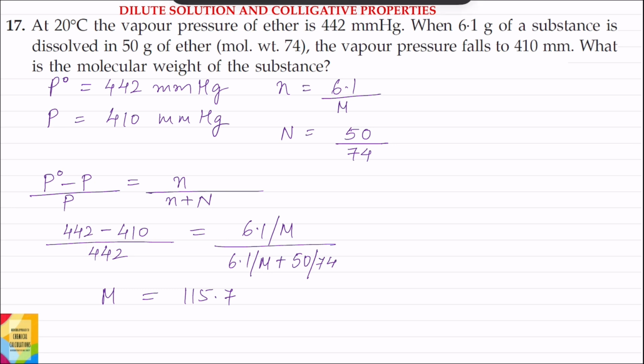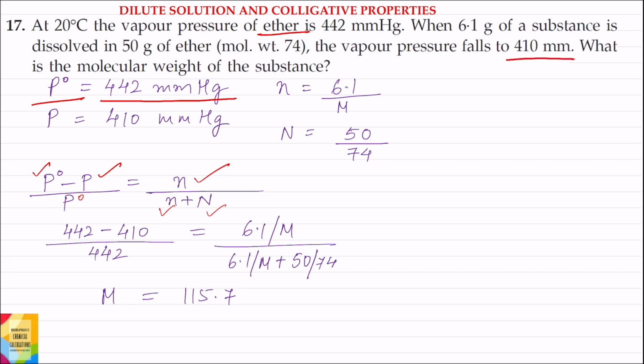The formula used in this question will be (P naught minus P) divided by P naught is equal to mole fraction of solute. Now mole fraction of solute is moles of solute divided by total number of moles, that is moles of solute plus moles of solvent. Now P naught is given in the question, that is vapor pressure of the pure solvent. Here the solvent is ether. The vapor pressure of pure solvent is 442 millimeter of mercury and the vapor pressure falls to 410 millimeter when the solute is dissolved in it. So vapor pressure of the solution is 410 millimeter of mercury.